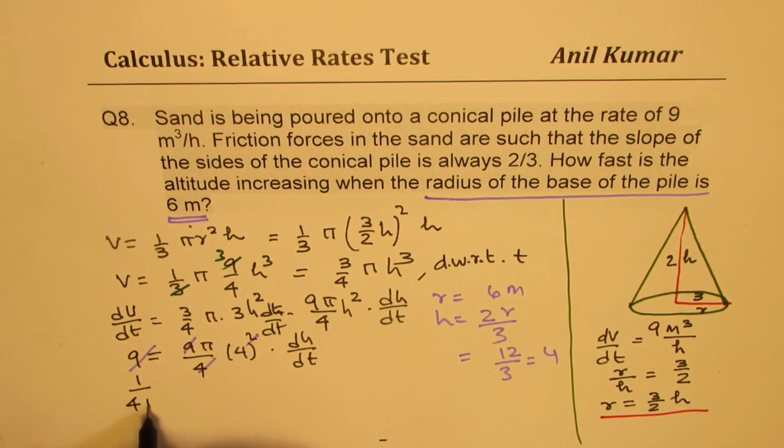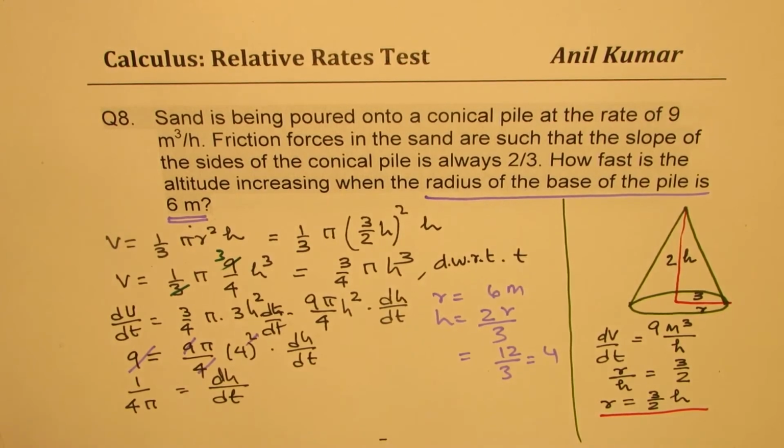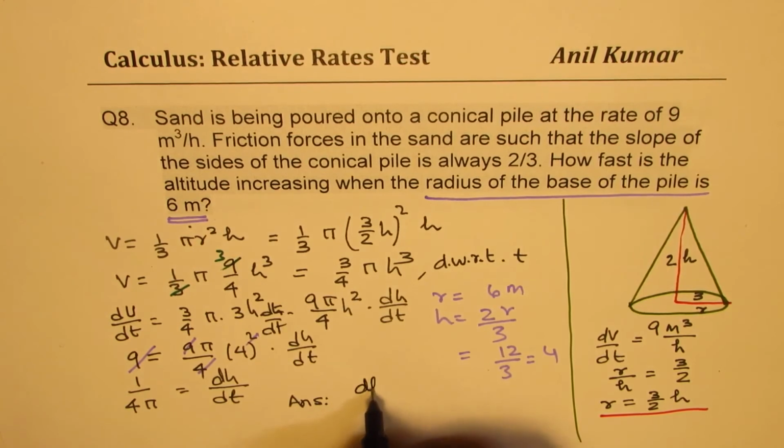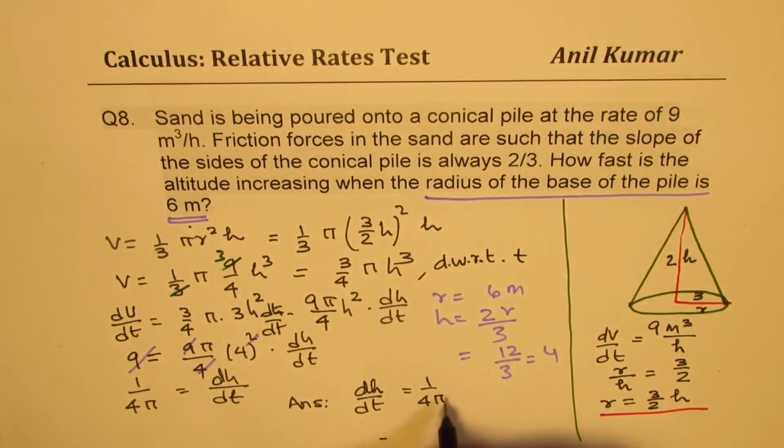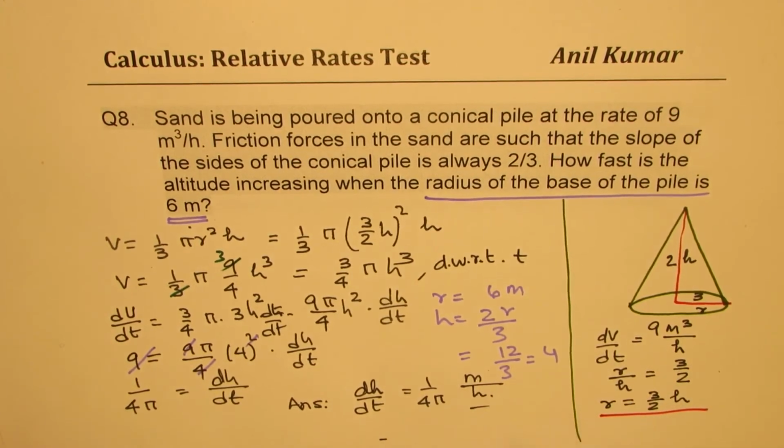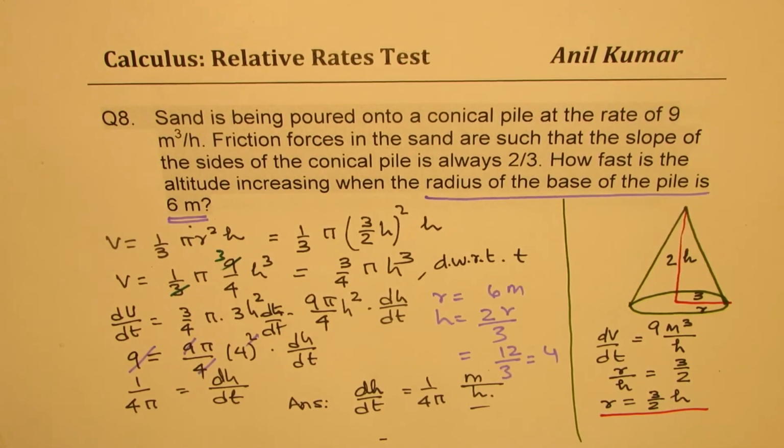So we get 1/4 pi equals dh/dt. So that is simpler, right? That gives us the answer that the change in altitude is positive. It is increasing at the rate of 1/4 pi, and the units are meters and the time is in hours. Correct? So that is how you're going to solve it. In this case, you need to relate height and radius and find both these things under the given conditions. I hope that makes sense.